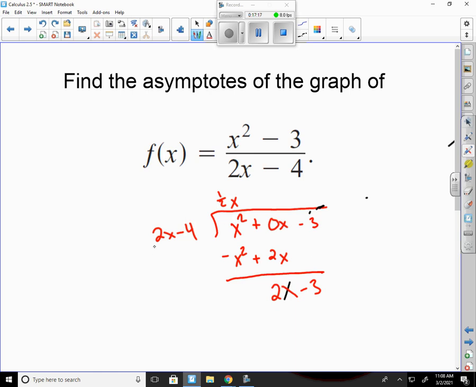So then, how many times does 2x go into 2x? It goes in once. 2x times 1 gives me 2x, and I'm subtracting that. Then 1 times negative 4 is negative 4, and I'm subtracting that as well. That gives me plus 4. Those cancel, and I just have 1 left as my remainder. So this would be plus 1 over 2x minus 4.